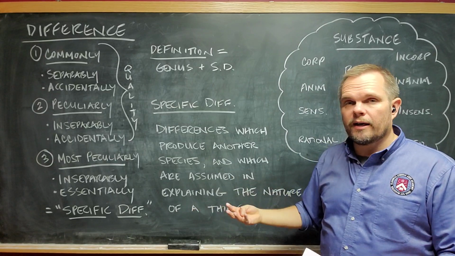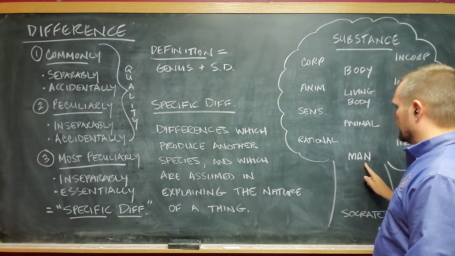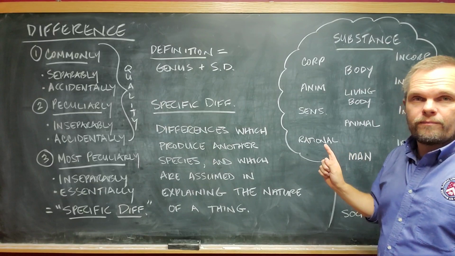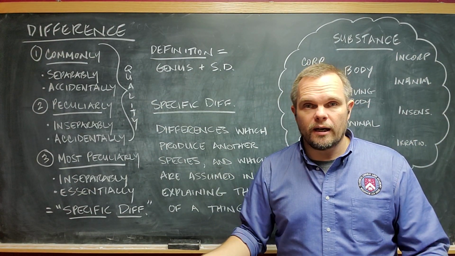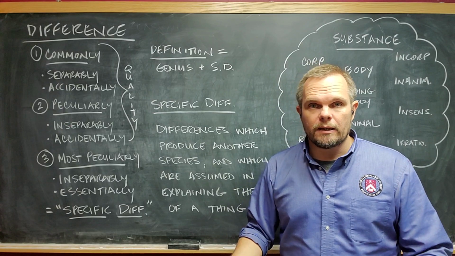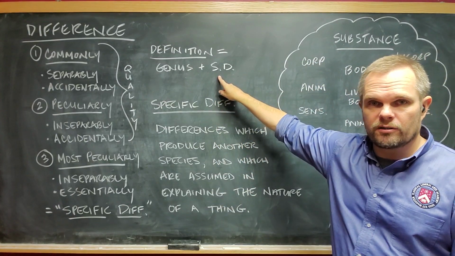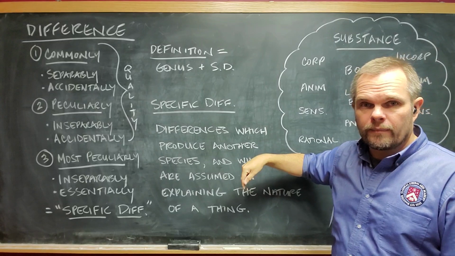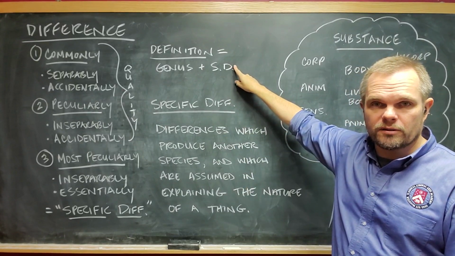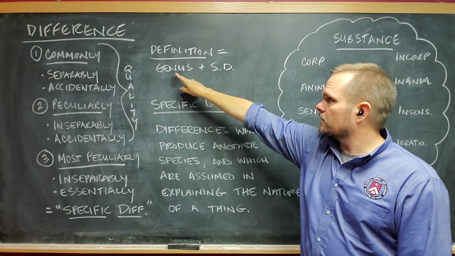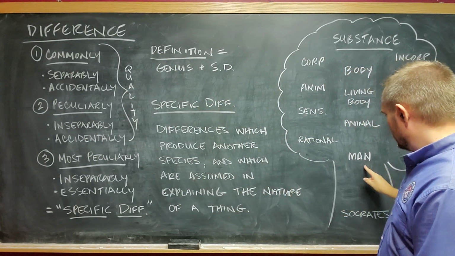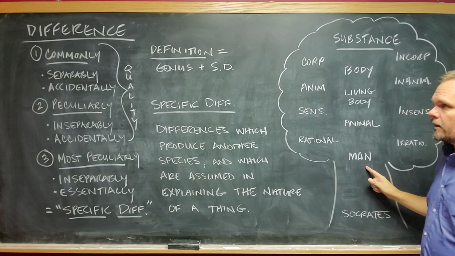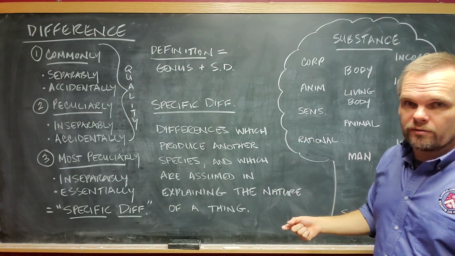Okay, so if I define a man as, man is a living animal, maybe I could get some kids to nod and agree that man is a living animal, but it's not the definition of man, because living is not the specific difference that divides the genus animal and gives us the species man. So that would be a false definition.